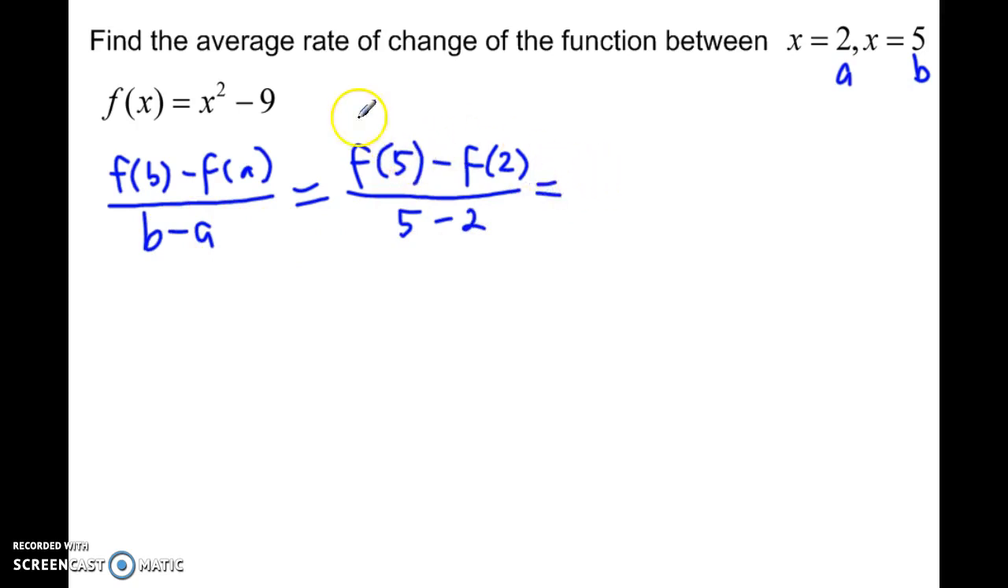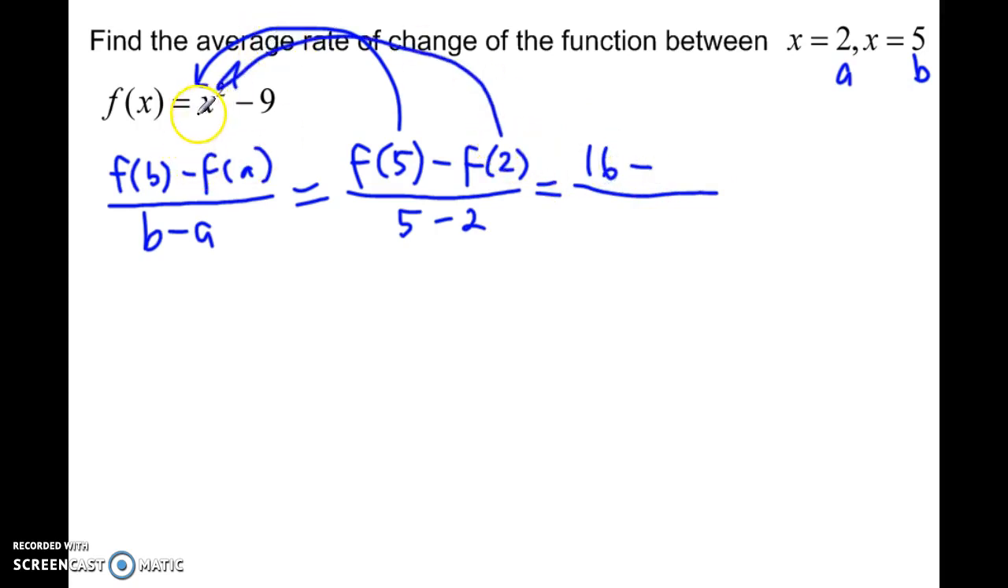So how do I find f of 5? Well, we've got the function there. Can't we just plug in 5 right there? So that'd be 5 squared minus 9. 25 minus 9 is, what, 16? Minus f of 2, let's plug that in for x. So that'd be 2 squared, 4 minus 9 is negative 5. All over 3. 16 minus negative 5 is like 16 plus 5. And so we have 21 over 3, which is 7. So the average rate of change of this function is 7.